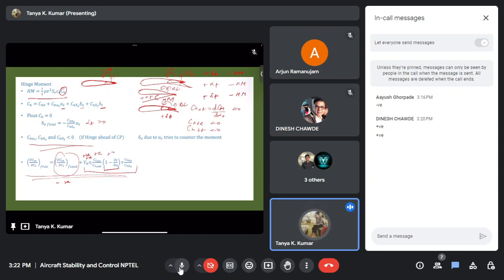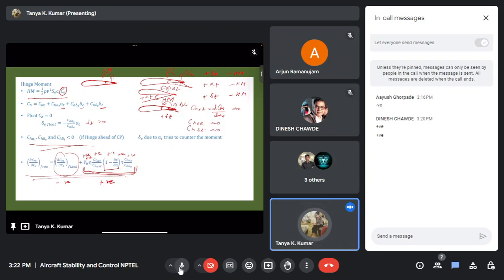What about tau, the control surface effectiveness parameter? Yes, so that's also positive. It's in the range of up to 0.4, we've seen that. So it's also positive. CH alpha tail and CH delta E, we just saw both are negative, so this entire term is also positive. So basically this entire second term is positive.